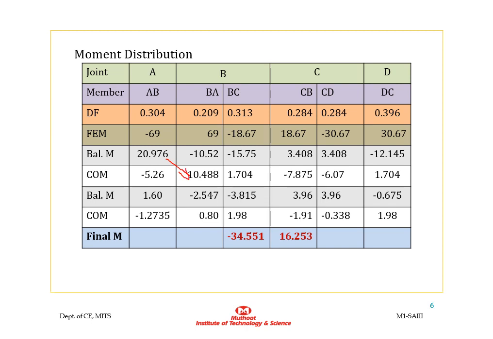Then the next member is BA. For BA, the far end is A. Then half of the moment, that is half of minus 10.52, that is 5.26, will be carried over to the far end. Similarly, for other members also, the moment will be carried over to the far end.